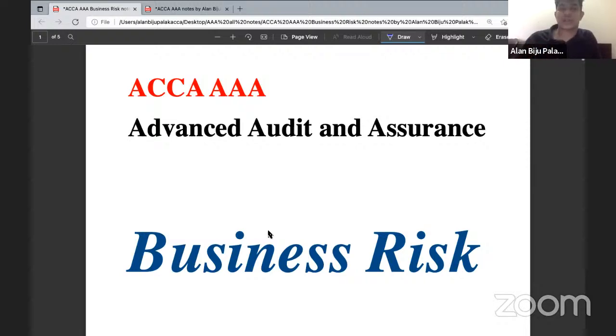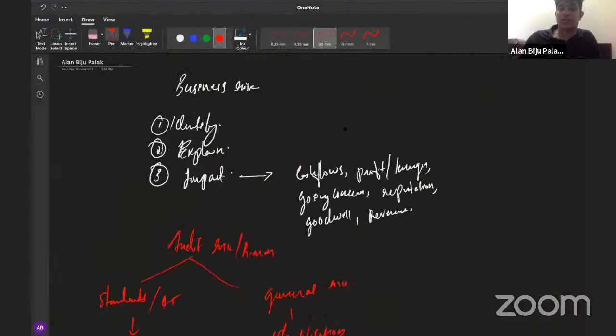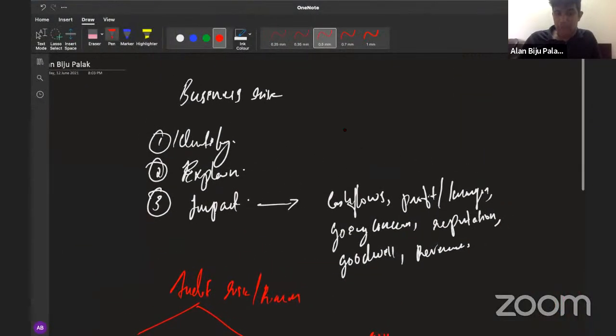So always keep this one in mind while writing the risk: that is a business risk. You are not going to mention anything that will impact the financial statements. Instead, you will be mentioning the impact that will be created over these areas: the cash flows, profit, then the margin, going concern, reputation, goodwill, or company's revenue.